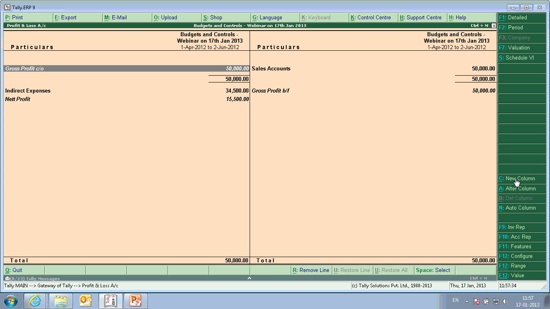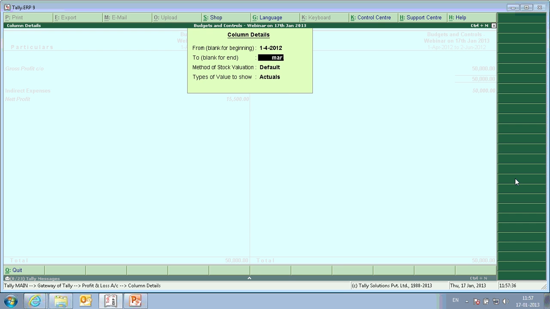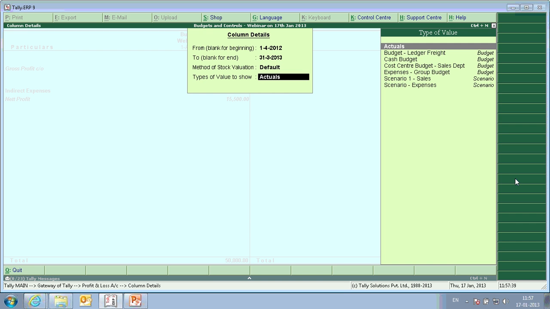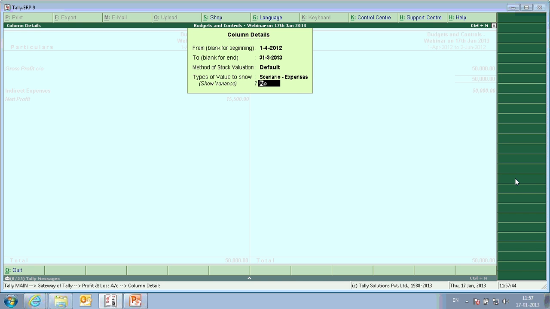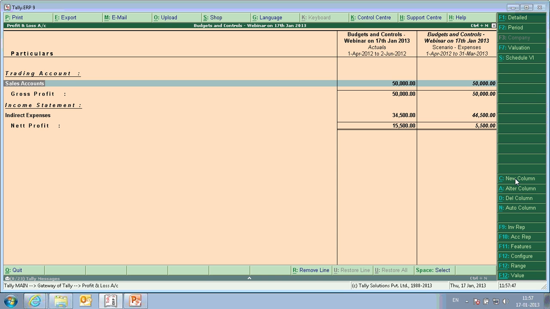So now I'll go for a new column. New column I'll say from April to March. So I'll say scenario which I have created, right, and press enter. So now it will show two columns. One is for actual and one is for scenario. Right. So now you can see that in scenario it has been increasing the expenses and reducing the net profit you are earning. Okay, so just a simple option, if the customer is asking, you can use it.